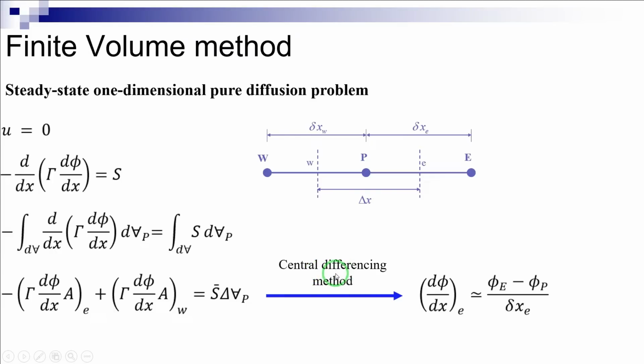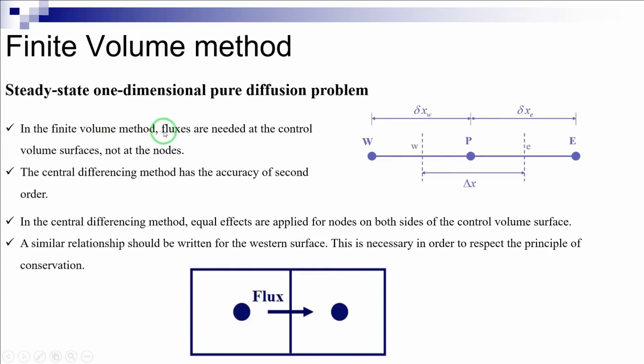Therefore, there are several important points to keep in mind here. 1. In the finite volume method, fluxes are needed at the control volume surfaces, not at the nodes. 2. The central differencing method that we use to calculate the gradient of phi at the faces of the control volume, as it is based on a linear function, has the accuracy of second order. 3. In the central differencing method, equal effects are applied for nodes on both sides of the control volume surface because diffusion works equally in all directions. This action is not practical at all in the presence of convection.